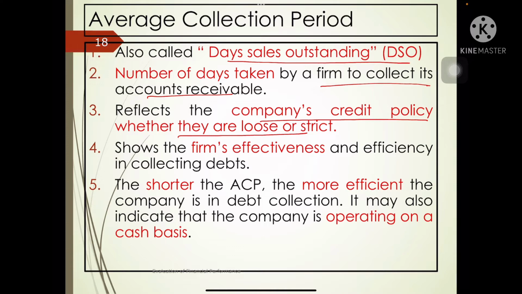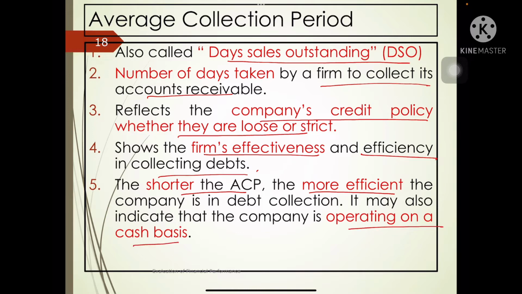It shows the firm's effectiveness and efficiency in collecting debt. If the debt collection is not good, it shows that they are not able to collect their debt. The shorter the average collection period, the more efficient. Why? Because you can collect back your money immediately. So it may also indicate the company is operating on a cash basis.